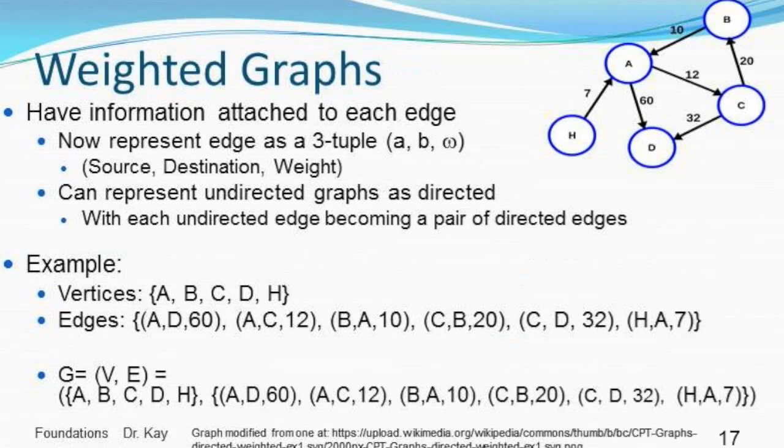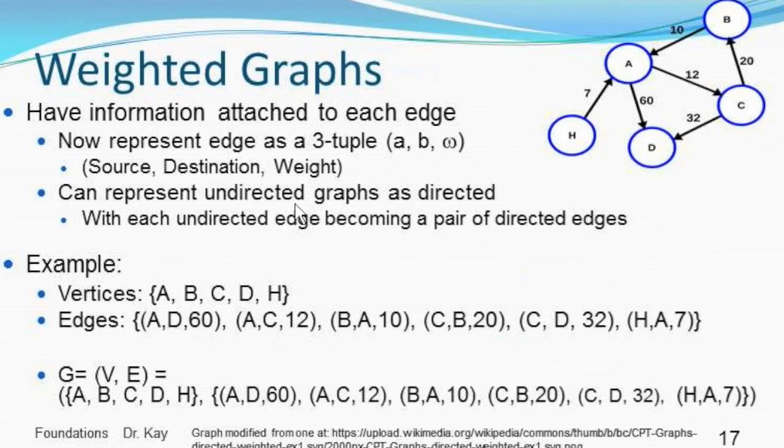We can also talk about weighted graphs, which have some information attached to each edge. And you can think of that as perhaps the distance to get between two cities, if the vertices represent cities, or the cost to travel between them, all sorts of things. But now each edge we're going to represent as a three tuple. So it's going to have a source, a destination, and a weight.